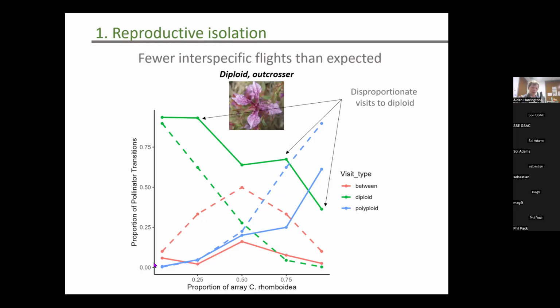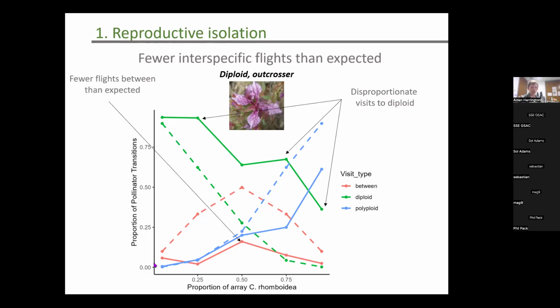And in fact, this last point here, where polyploid visits exceed the diploid ones, there is only one virgata in this array and 18 rhomboidea. So there's a huge difference between them, and still the diploid gets lots of visits.